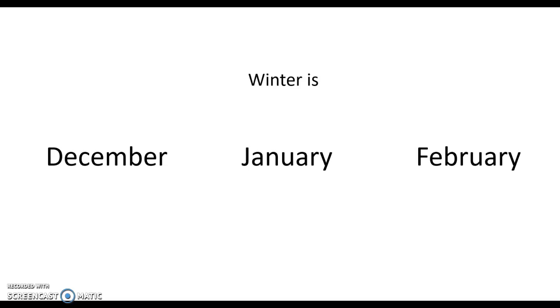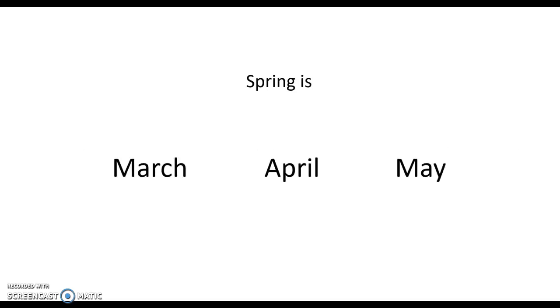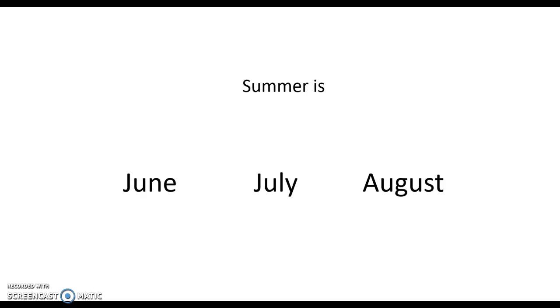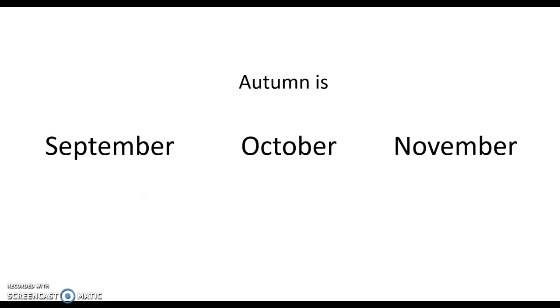Winter is December, January, and February. Spring is March, April, and May. Summer is June, July, and August. Autumn is September, October, and November.